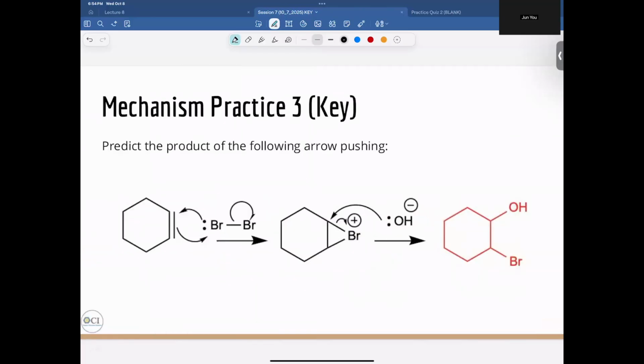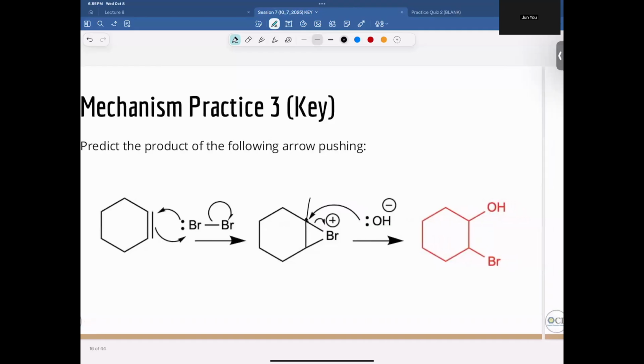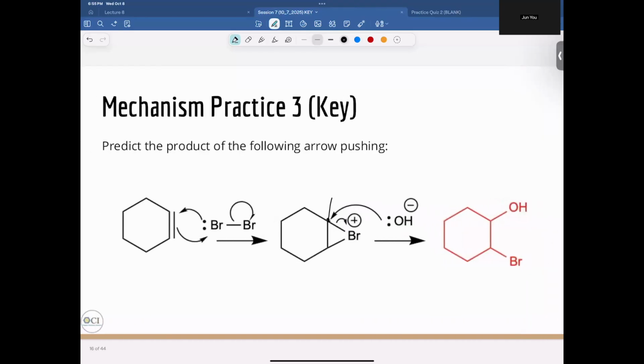So the cation, if he gave it to us without the arrows, could you have the Br going to the top? Yep. Okay. Unless there are substituents. Like if there's a substituent here, the OH would have to go on the more substituted side. But if it's the same on both sides, it doesn't matter. You can go on either side.